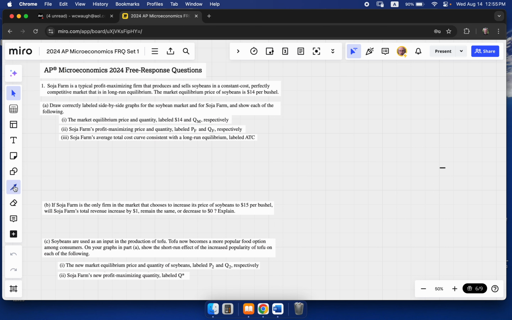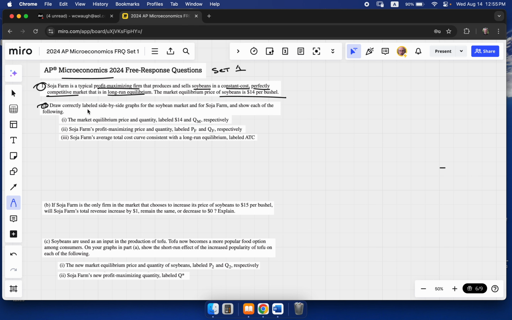This is set one for micro 2024, number one, set one. Soja's Farm is a typical profit maximizing firm that produces and sells soybeans in a constant cost industry, and it is perfectly competitive and it is in long run equilibrium. That's a lot of information, but we need all of that. So let's make sure the price is 14.